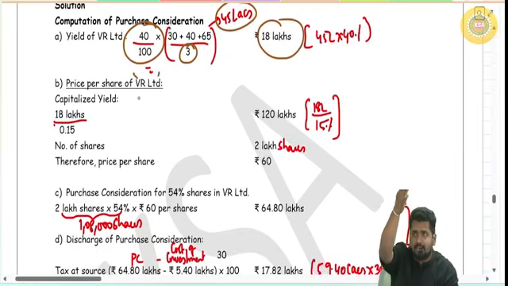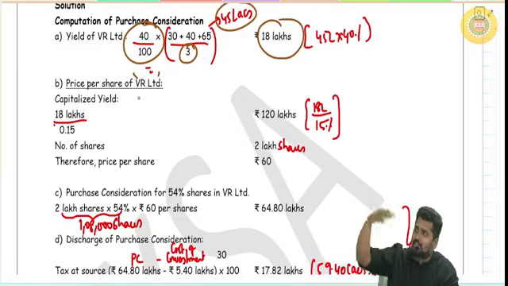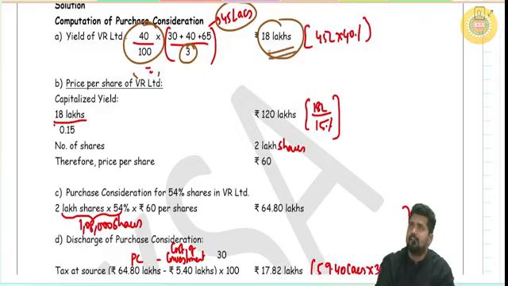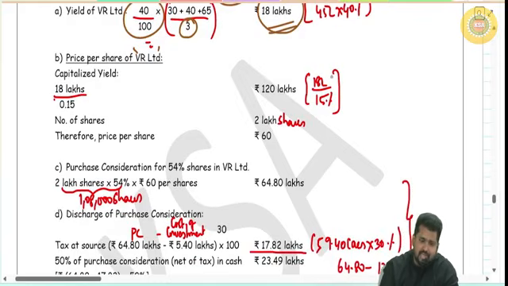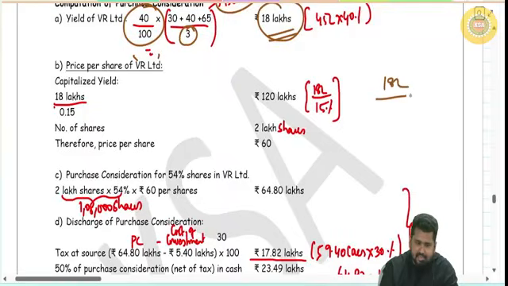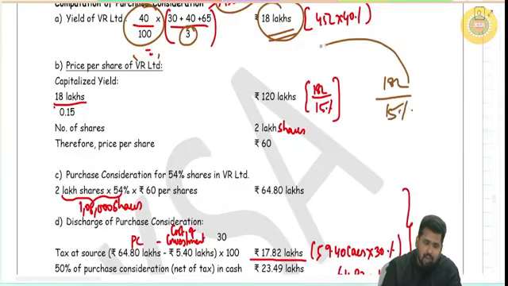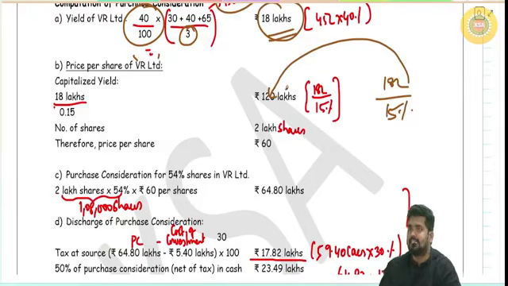See, VR Limited is a company where we are holding shares. We are also holding, and some other outsiders are holding, the foreign collaborating company. So the yield of VR Limited is 18 lakhs. Now they are finding the overall value: the yield is 18 lakhs, and what is the yield percentage? 15%. So what is the overall capitalization value? 120.